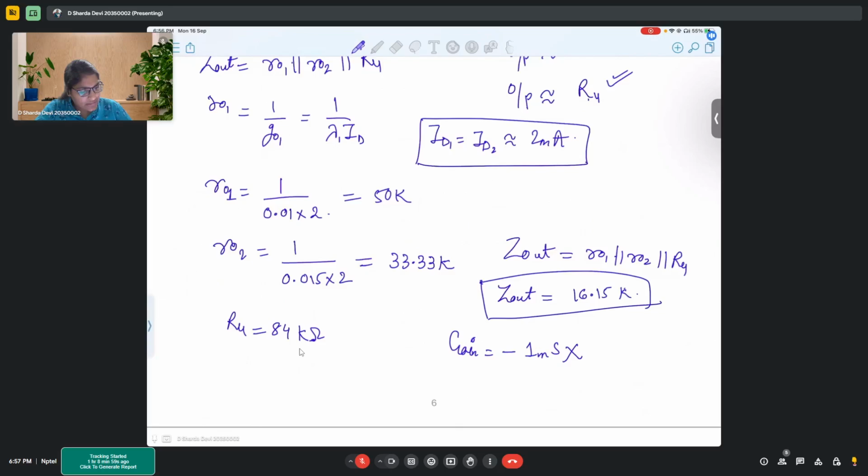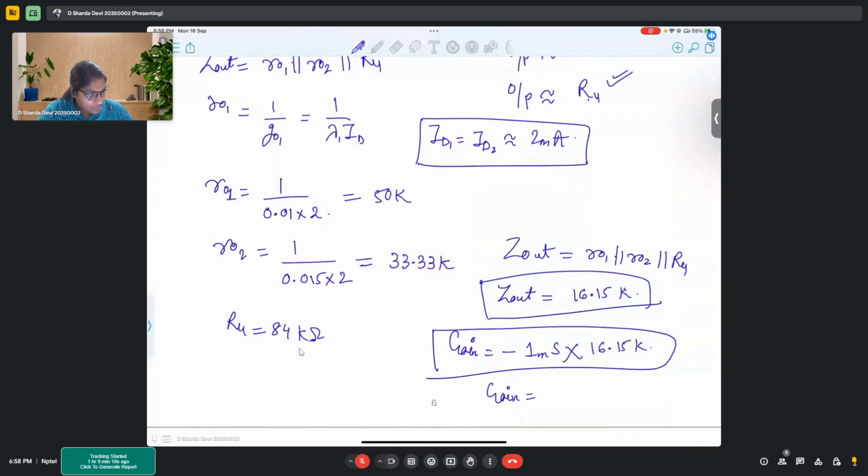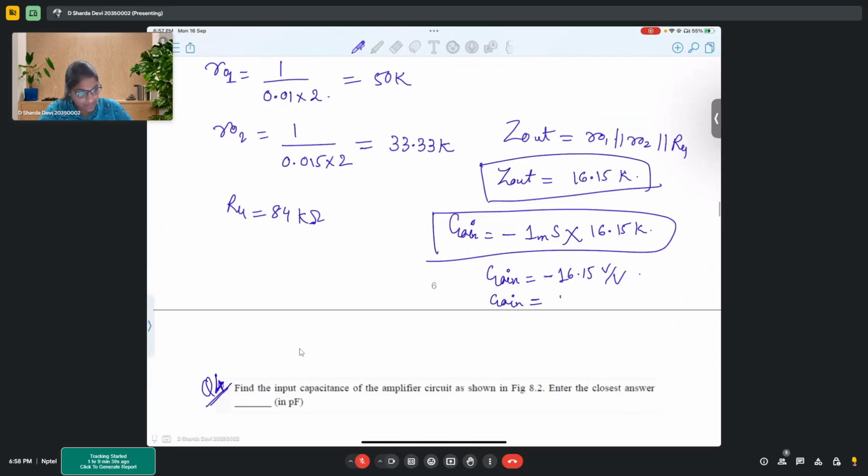If it is somewhere around 16.15, your gain would also be minus 16.15 volt by volt. And if you have to find the gain in dBs, how much is it in dBs? You have to use 20 log. It is 24, somewhere 24.16. Okay, so this is the gain.